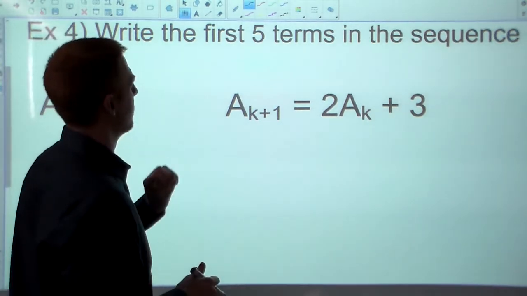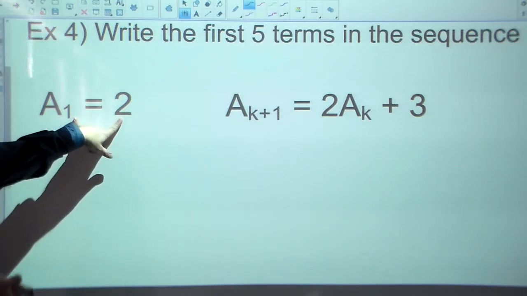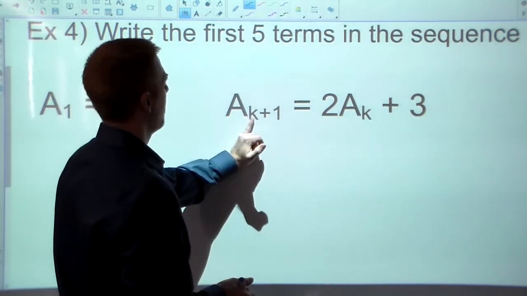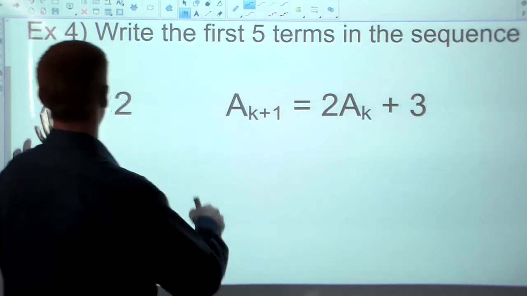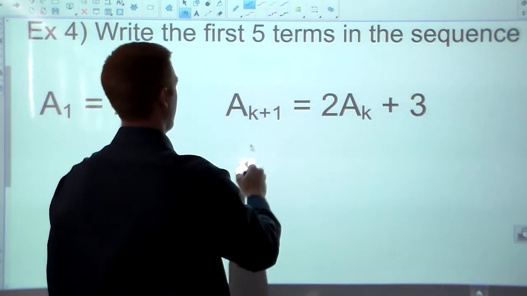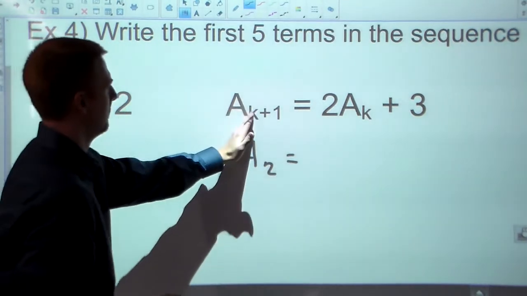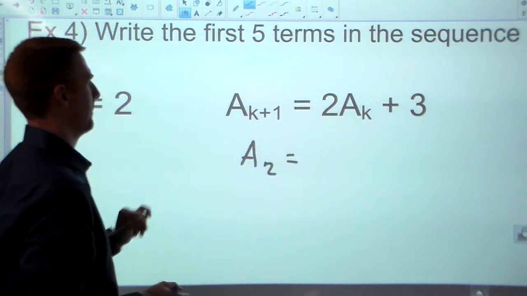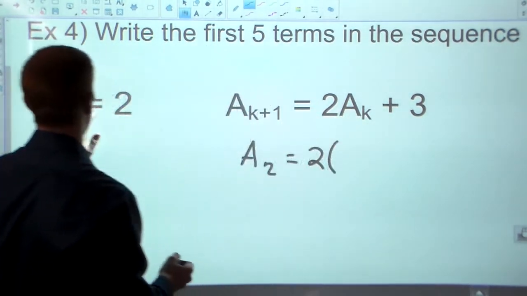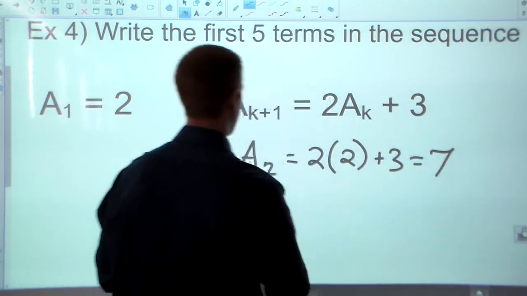So right, in the first 5 terms of this sequence, a sub 1 is 2. So the very first term, it starts with 2. That's key. We've got to know where to begin with these sequences. All right, a sub k plus 1. What that means is if I started with a sub 1, add 1 to that, that would be the second term. So let's do it that way. A sub 1 here, add 1 more to it, would be a sub 2. That's going to rely on 2 times a sub 1, which is 2. We're going to add 3 to that, we're going to get 7.